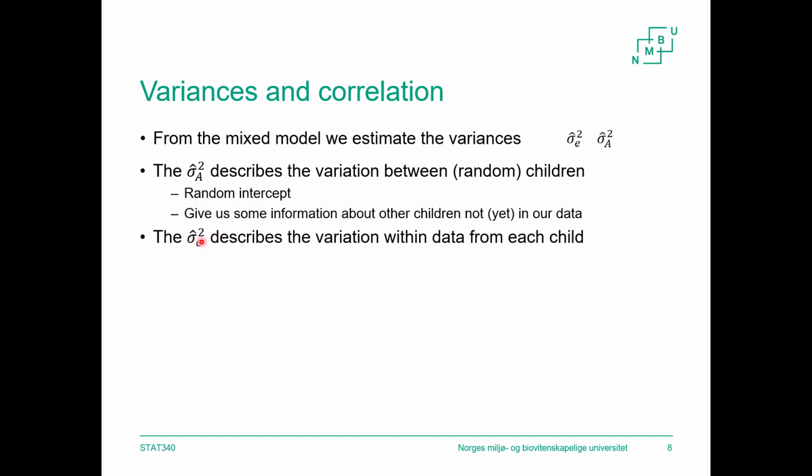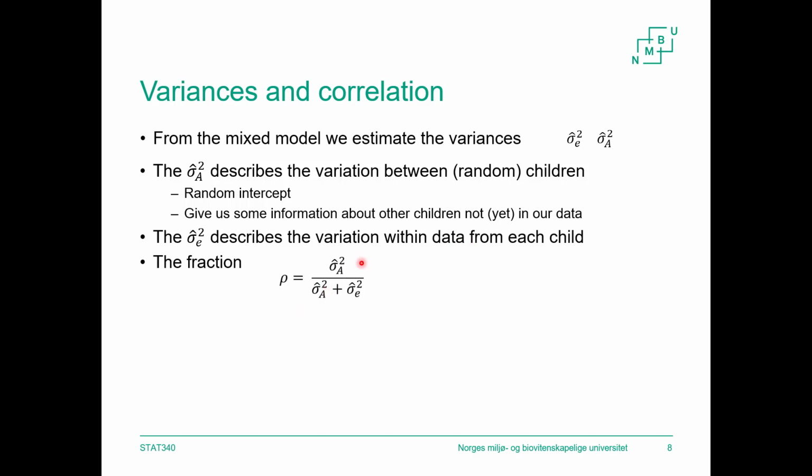This one here describes then, of course, the variation within each child, the variation in the data within each child after you have sort of subtracted the fixed effect. So it's actually the variation in the residuals from each child, not the variation in the data. It should have been residuals here, because there is of course a substantial variation in the data because of the time effect, right? The fixed effect over time, the age.